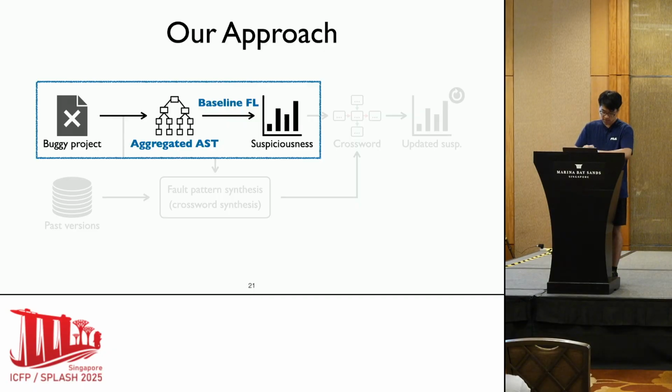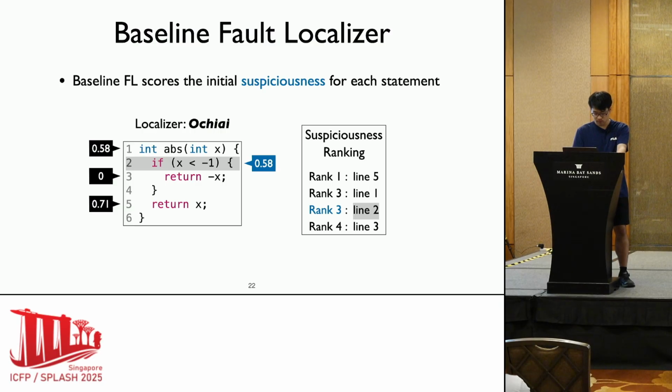To apply these key ideas, we first learn a baseline fault localizer and represent the program source code as a special graph structure called an aggregated AST. Okay, first, the baseline fault localizer is used to initialize the suspiciousness score for each statement. As you can see, the higher the score, the higher the statement's ranking.